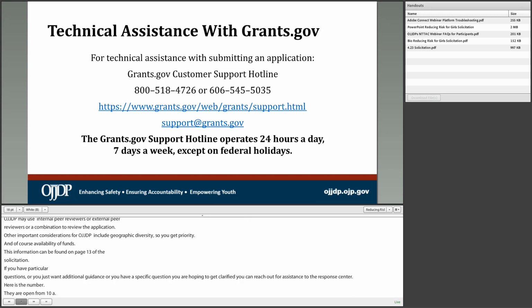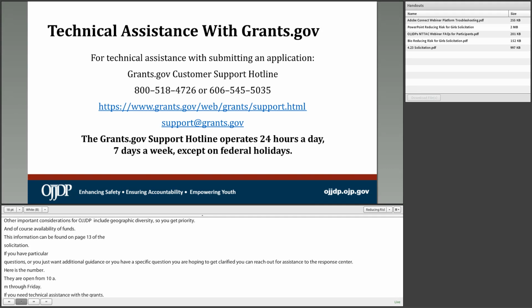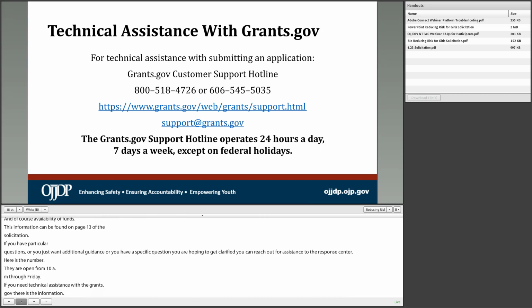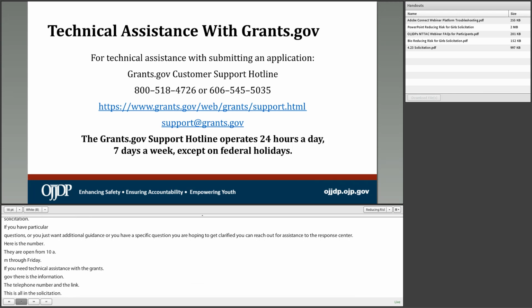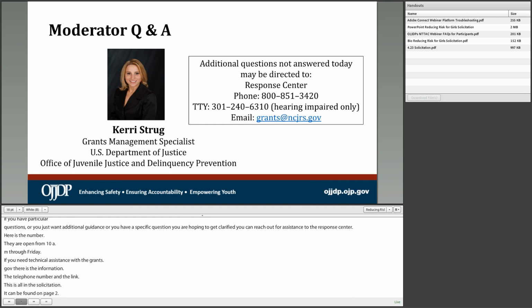If you need technical assistance with Grants.gov, there's the information, the telephone number, the link. This is all in the solicitation. It can be found on page 2. As you can see, the Grants.gov hotline operates 24 hours a day, 7 days a week.